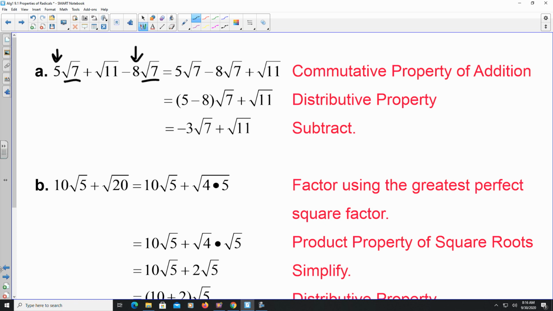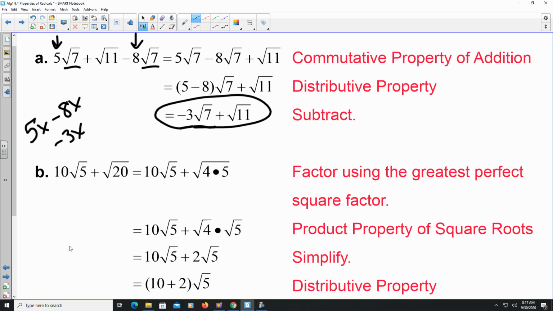So that is why when I go 5 minus 8, I get negative 3, and I just fill in the square root of 7. You're basically treating these radicals like variables. Because if it was like 5x minus 8x, this is negative 3x. Same thought process. Square root of 11 doesn't look like the square root of 7, so that doesn't get combined. So my result is square root of 3 times negative 3 times square root of 7 plus the square root of 11. Okay.